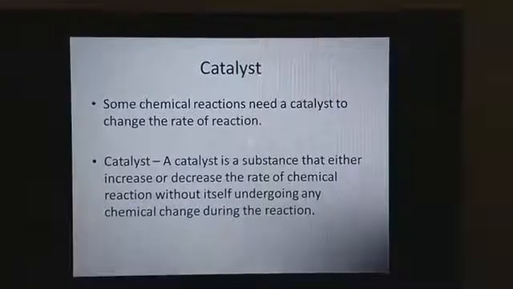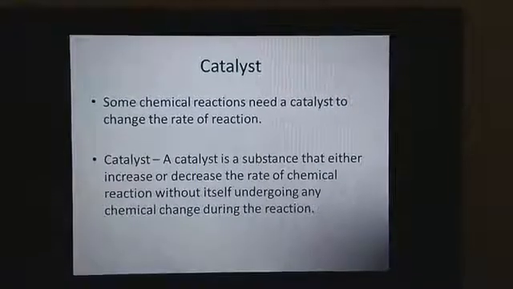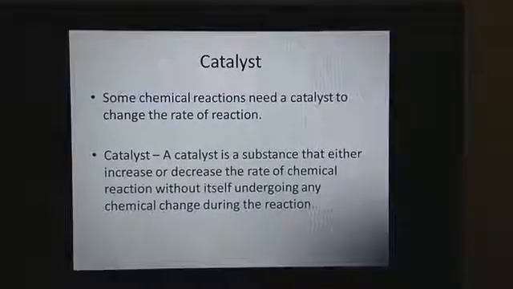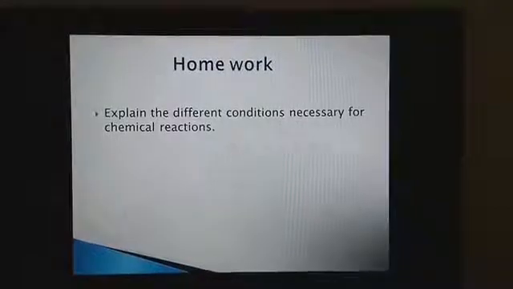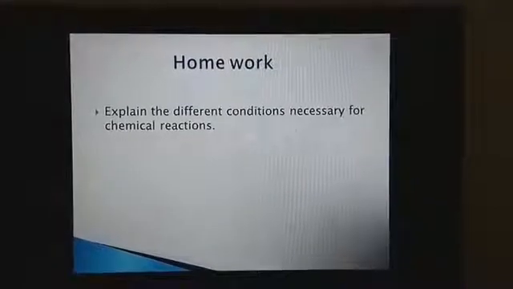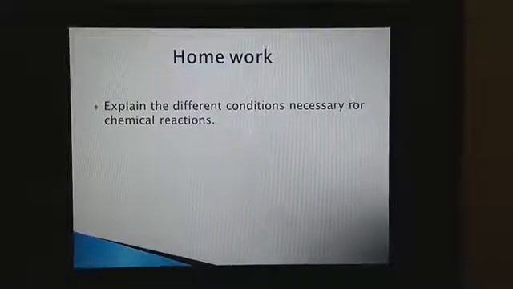For more detail, just go through your textbook, and more examples are given in your textbook. Just go through them. Today's homework: explain the different conditions necessary for chemical reactions. Write this answer in your chemistry notebook. Thank you.